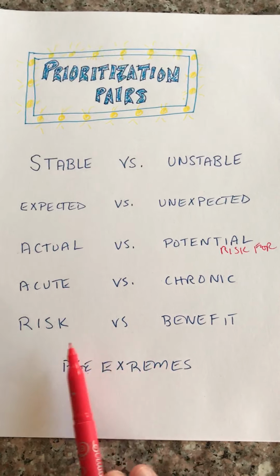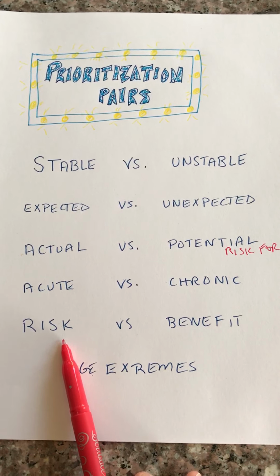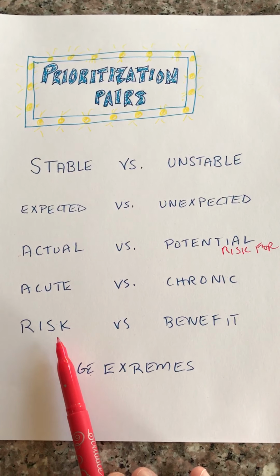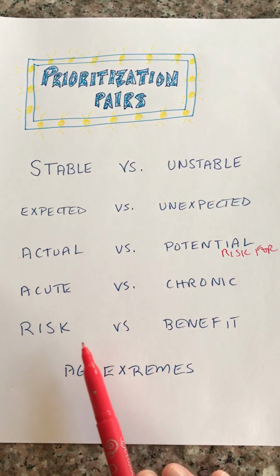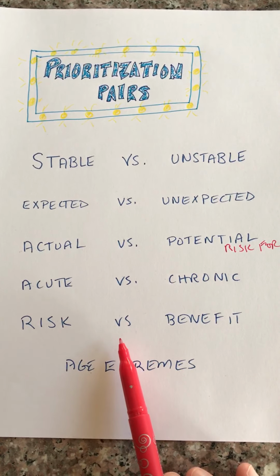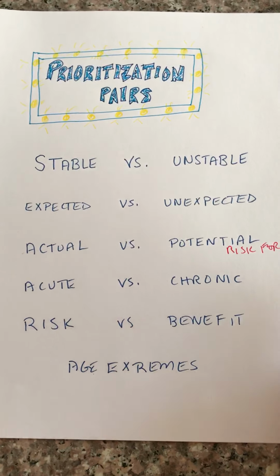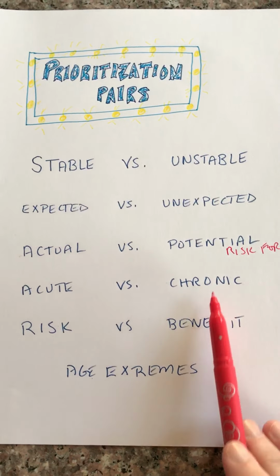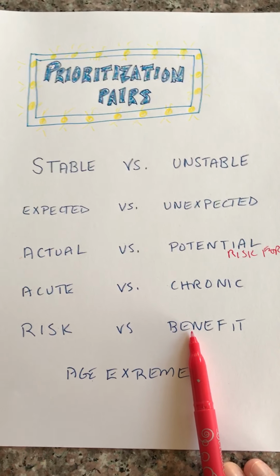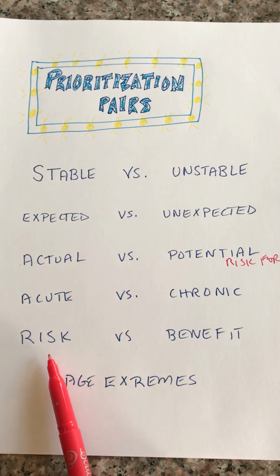The next pair, I don't know if you really call it a pair, but we say risk versus benefit. What is the risk to the other patients? If I go and see patient A, what's going to happen to patients B, C, D, and E in the short term? Are they going to be stable? Are they going to be okay while I deal with this patient? And what is the benefit to me seeing the patient with the more acute problem or the higher priority? So I have to weigh that in.